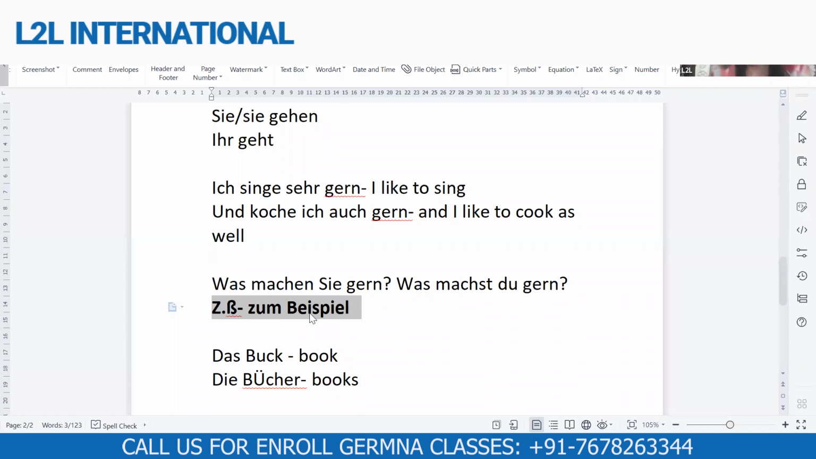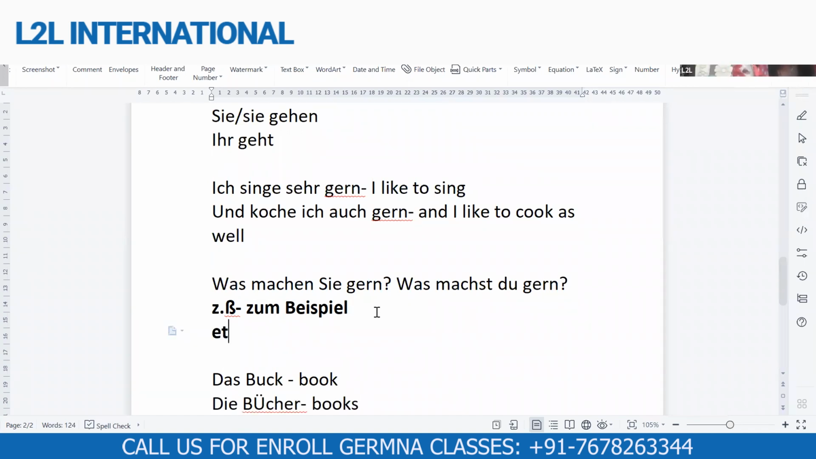So this is zum Beispiel. So if you're talking about something and you would like to give an example, you use zum Beispiel. Which letters? Z, S, S, and the B is a B. It stands for zum Beispiel. We write for example in English as EG. Similarly, we write it in the short form as ZB, but the full form is zum Beispiel.